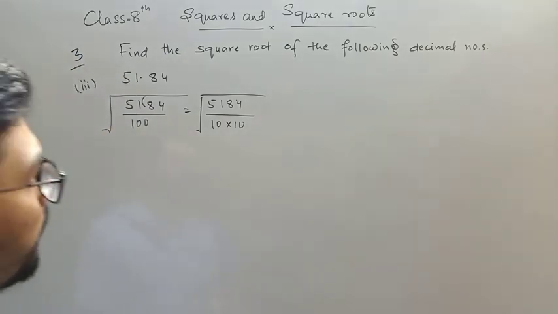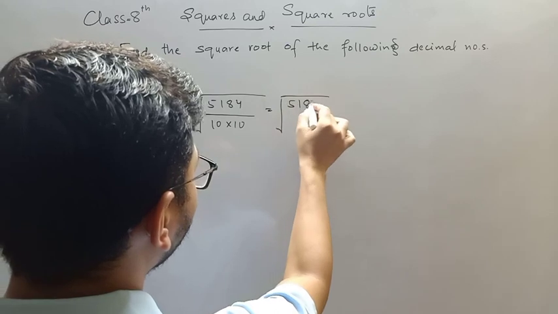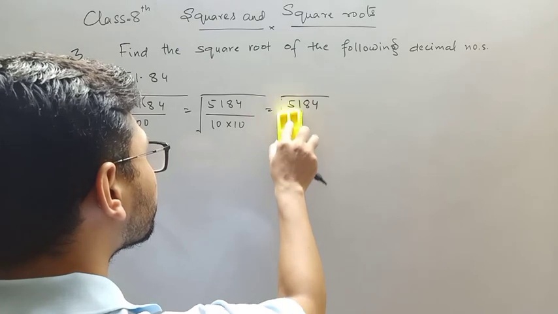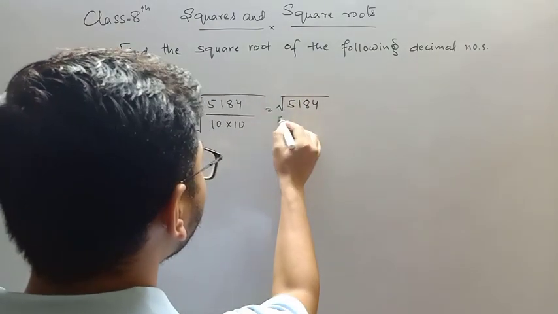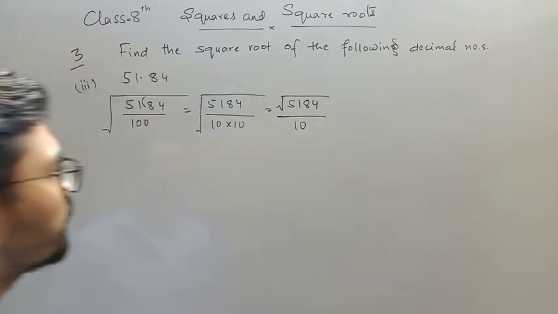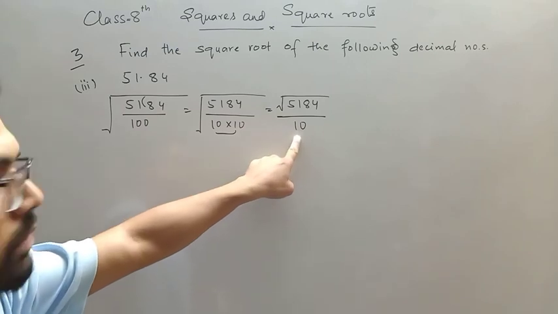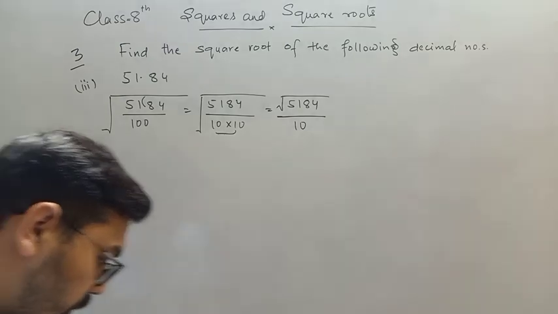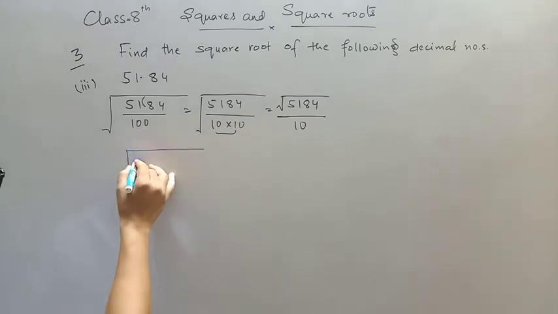That means I can write it like this: square root of 5184 divided by 10, right? Because this is a pair of 10, so I can take 10 out of this square root. Now I need to solve only the square root of 5184, and I hope you are now able to solve this question, because we have solved several questions based on the same concept, the division method.